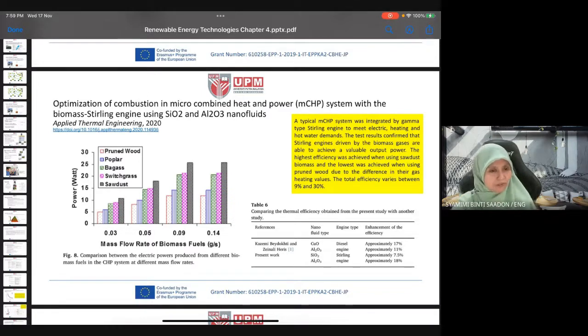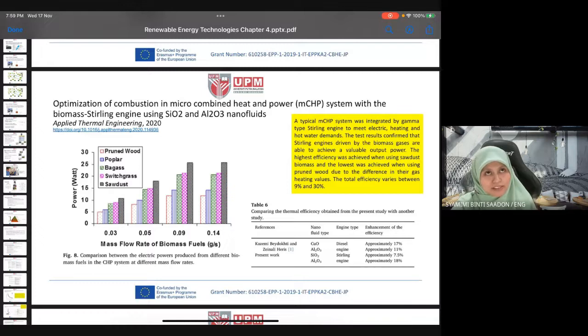So each material has a different heating value. Heating value is more or less like specific heat for each fluid. Air also has a specific heat, right? Water also. So those biomass sources have different heating values.